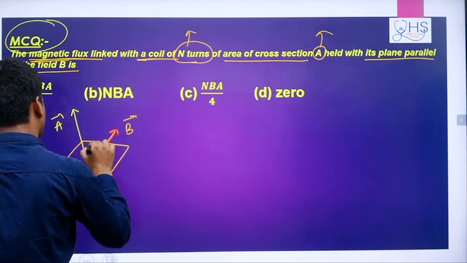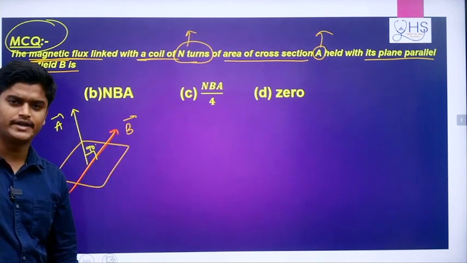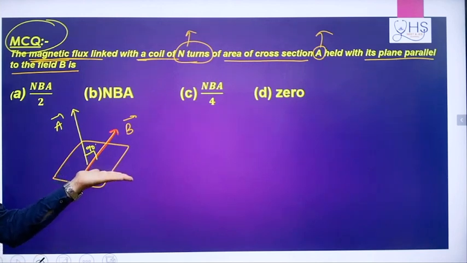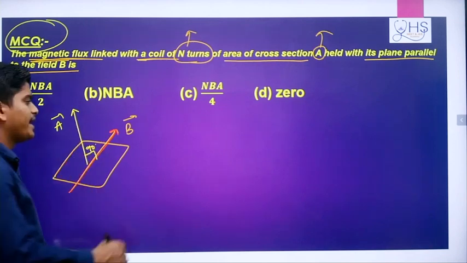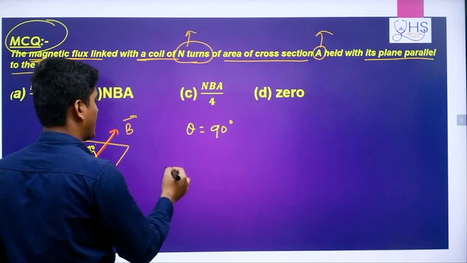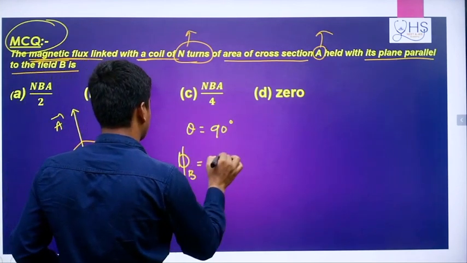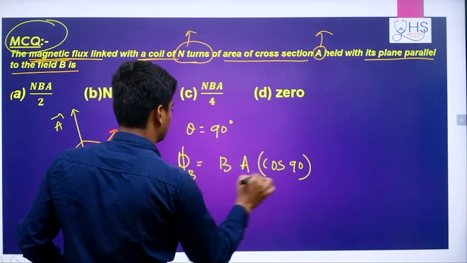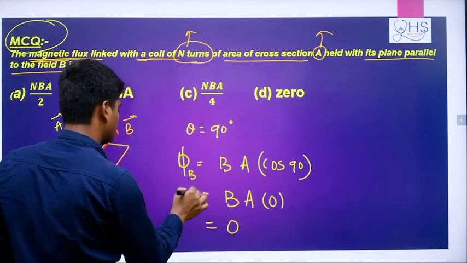So if the area vector is perpendicular to the surface, that same area vector will be perpendicular to the magnetic field, because the magnetic field lies on the surface. Between B and A, the angle is 90 degrees. If you want to calculate the magnetic flux, it will be BA cos 90, and cos 90 is 0. So the answer will be 0.